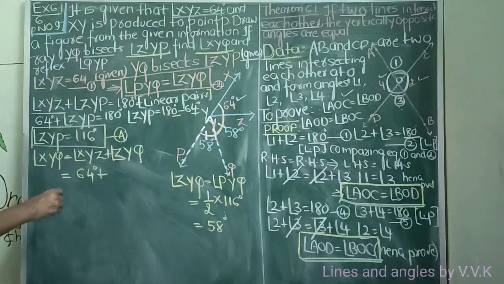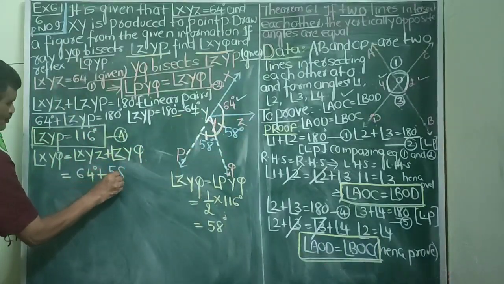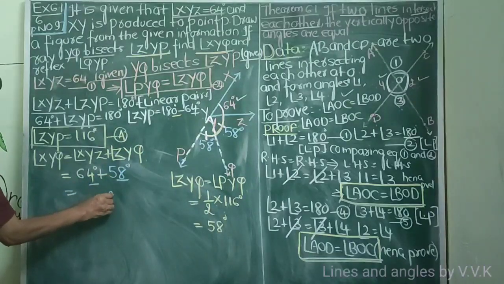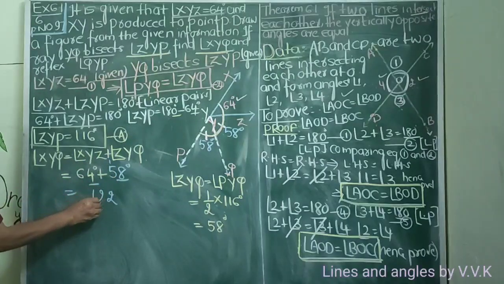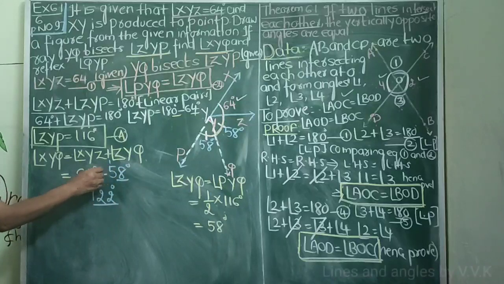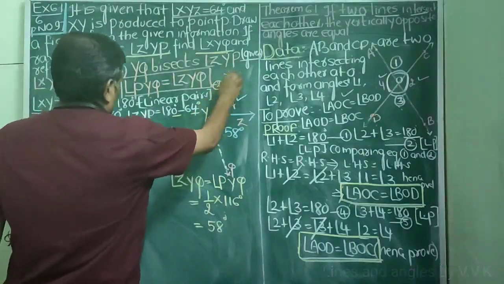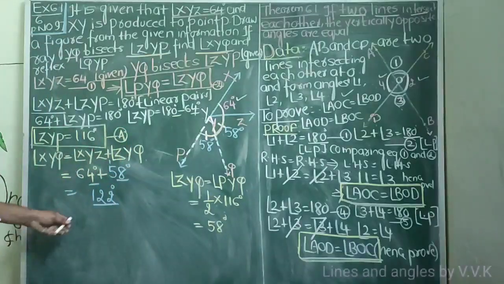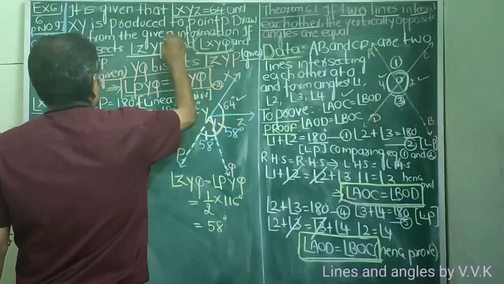So if I want XYQ, then XYQ will be equal to 64 plus 58. So 4 plus 8 is 12, carry 1, 6 plus 5 plus 1 is 12, so that is 122. So what I got is XYQ is the sum of 64 and 58. Now I got this. So the second part is over, XYQ is over, ZYP is over.